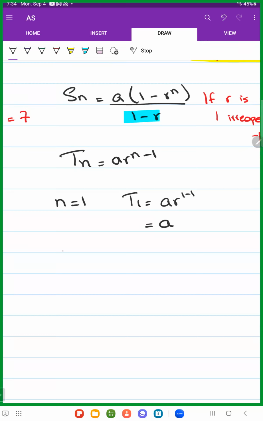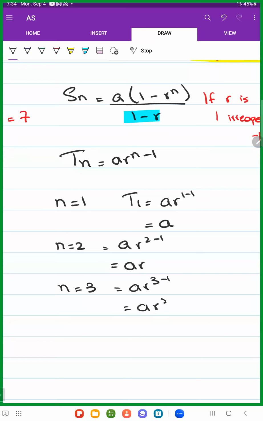Let's look at when n is 2. I'll put in a, r, and 2 minus 1. So 2 minus 1 will give me a r, power 1. When I put in n as 3, it's going to give me a r^(3-1), which is going to give me a r squared. When n is 4, it's going to give me a r^(4-1), which will give me a r cubed. Do you see a relationship?